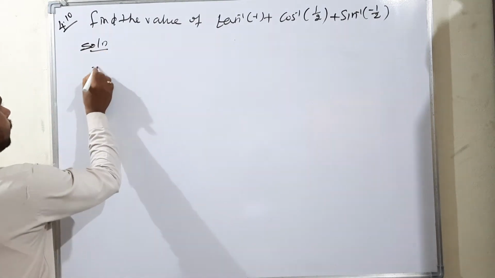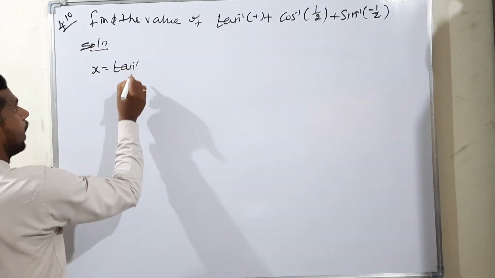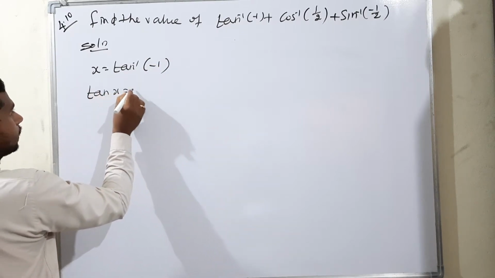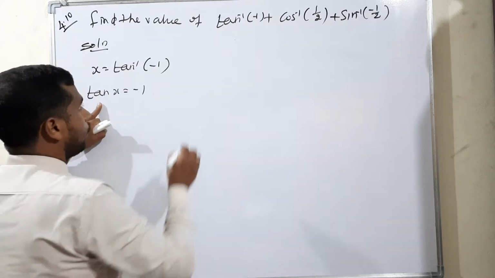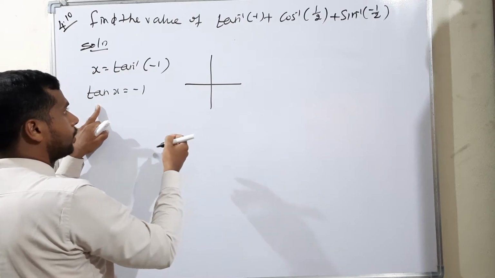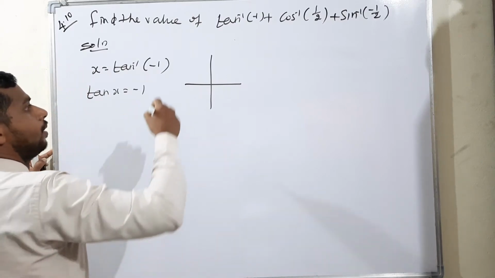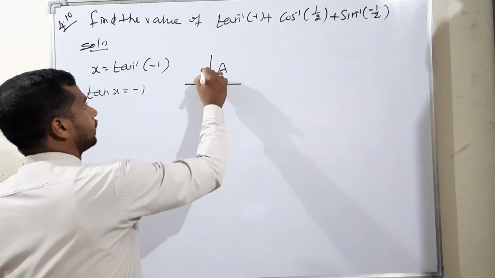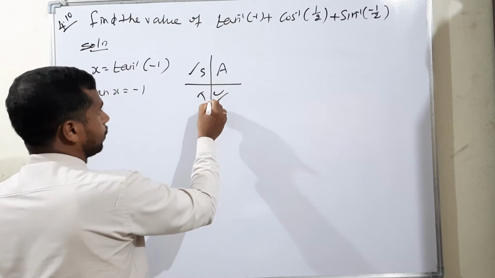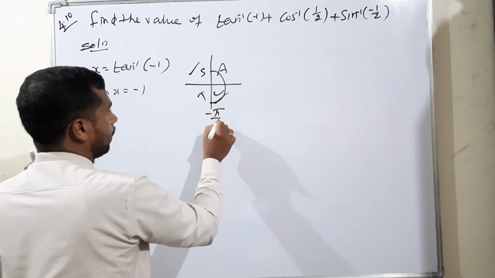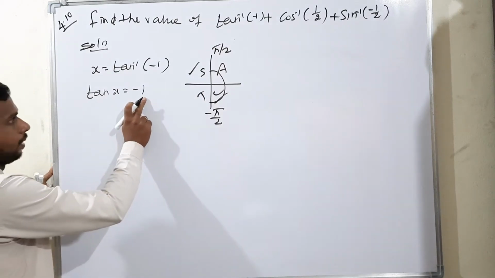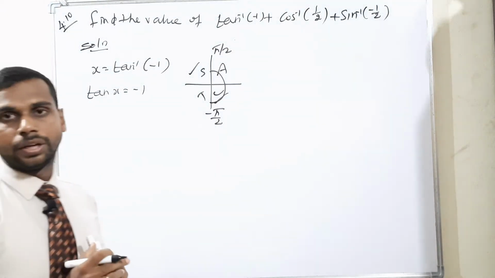First term: consider x equal to tan inverse of minus 1. So tan x is equal to minus 1. According to the unit circle, which quadrants are negative for tan? Simply we can say, all silver teacup, the second and fourth quadrants will be negative. According to the range of tan, negative pi by 2 to positive pi by 2, isn't it? So simply we can say, we will get the result.